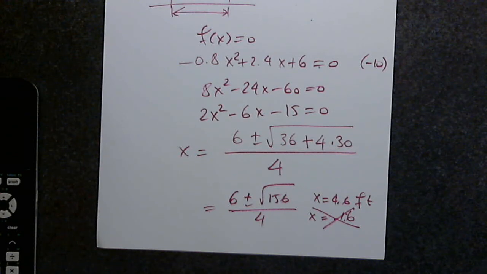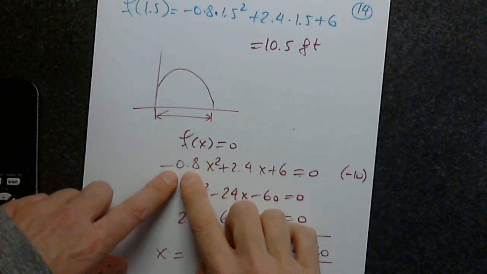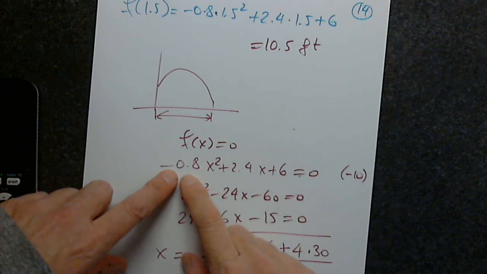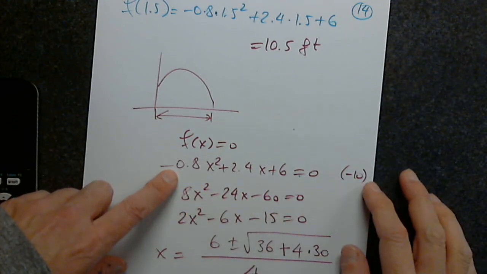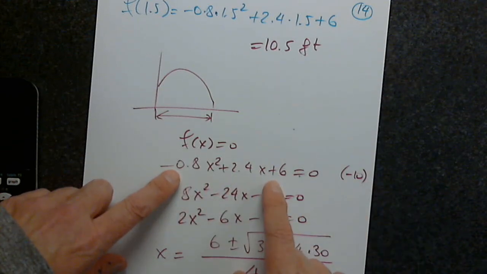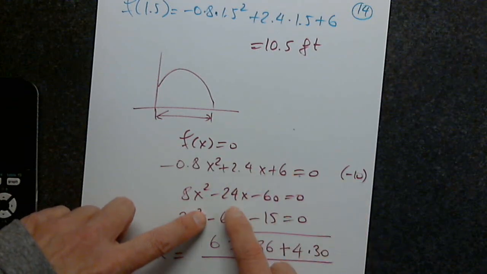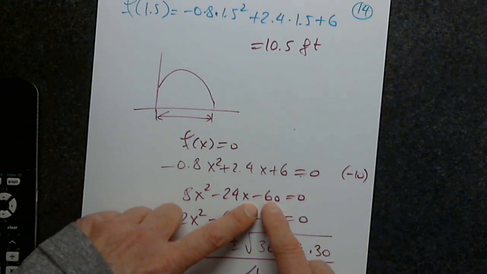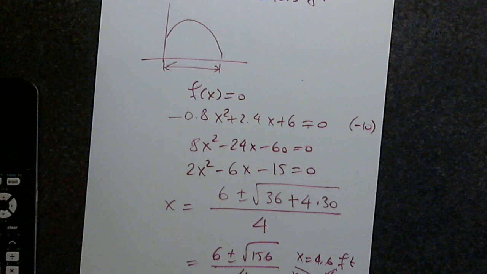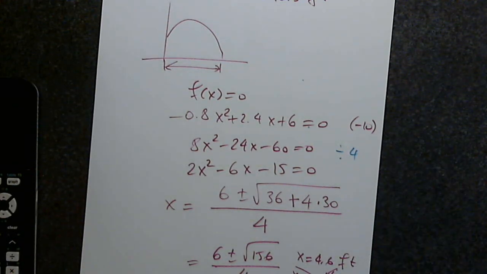Any questions? Yes, Victoria? Because I never ever solve a quadratic equation with a negative leading coefficient. And multiplying everything by negative 10 eliminates decimal numbers. So this times negative 10 is 8, this times negative 10 is 24, and this times negative 10 is negative 60. And then I'll also simplify it by 4 to make the number smaller.